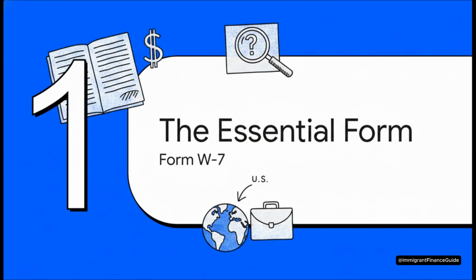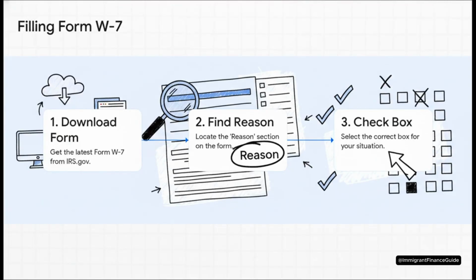Okay, so where do you even start? Well, it all begins with one really important piece of paper, the IRS Form W-7. First things first, you're going to head over to irs.gov and download the newest version of that form. Now, once you have it, find the Reasons section. This is probably the most critical part of the whole application, so pay close attention. You've got to check the single box that perfectly matches your situation.